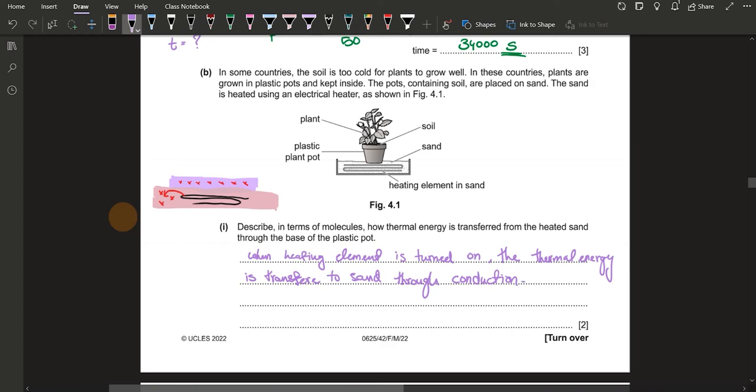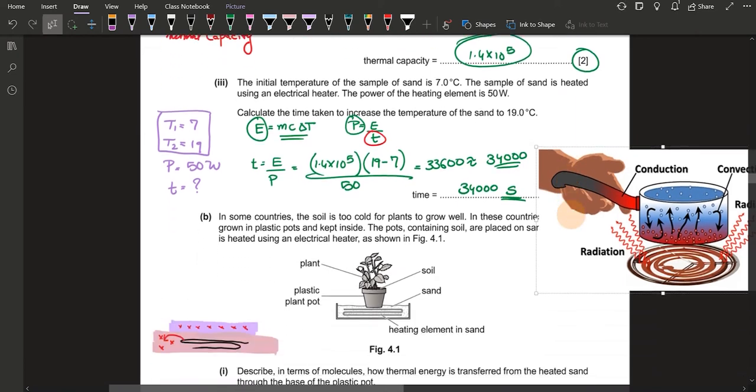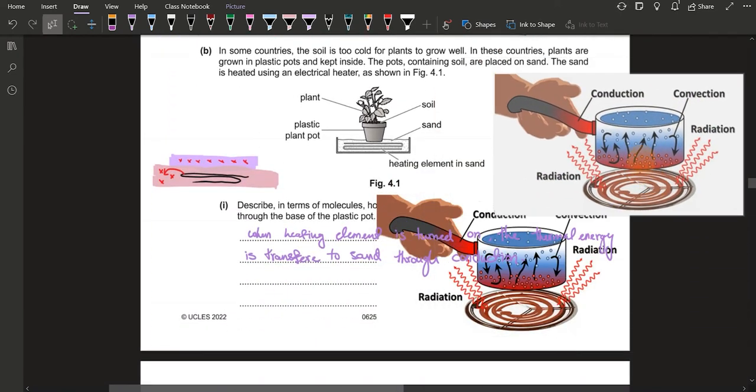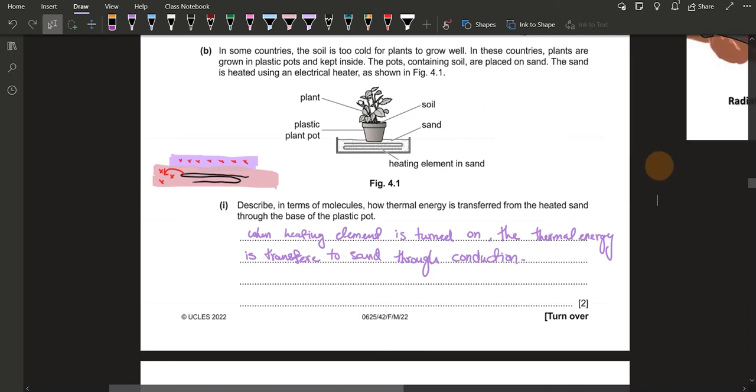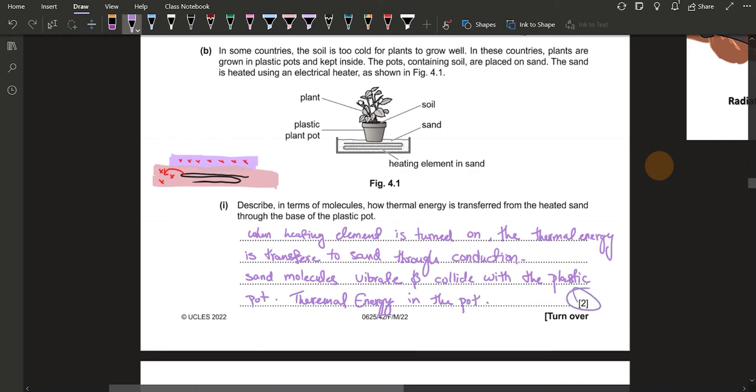And if you don't know what conduction is, I have a simple diagram here, which I'll just bring down. And you can see here that when you put a pot on an electric stove or anything, the bottom of the pot will get heated, and the energy will get transferred through to this handle. So this is what conduction is in simple words. So we can write one more statement, because it's for 2 marks, that sand molecules vibrate and collide with the plastic pot. Because of that, there is thermal energy in the pot. So we get 2 marks for this.